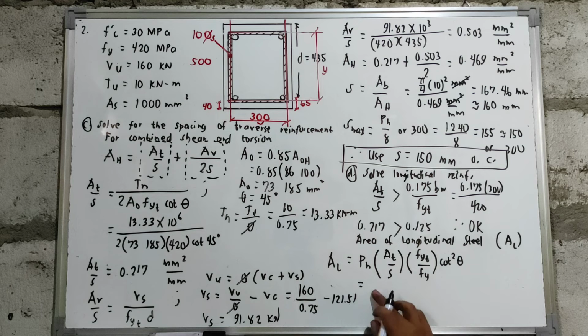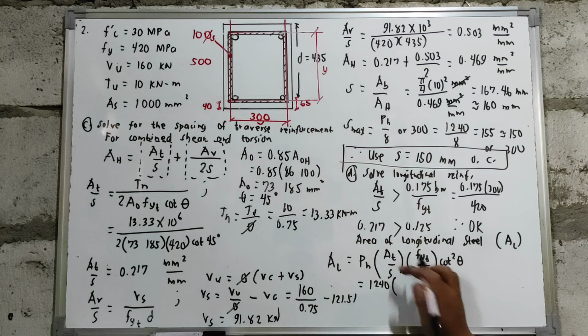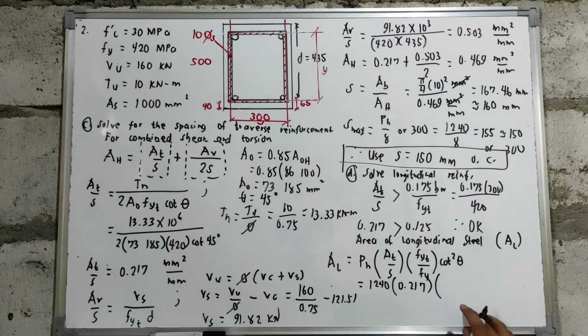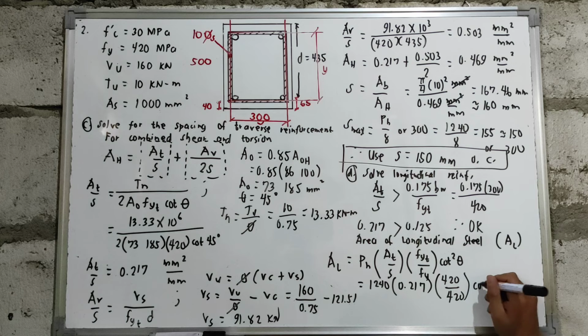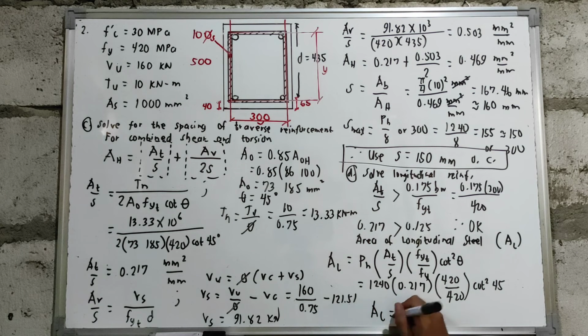So you have a value of your pH na 1,240, multiplied by yung A_t/S natin na 0.217. Yung Fyt natin, since wala namang given, assume na lang natin na parehas siya ng Fy over yung Fy natin na 420, cotangent squared, so we have 45 here. So the value of your area of longitudinal steel is now equal to 269.08 mm squared.